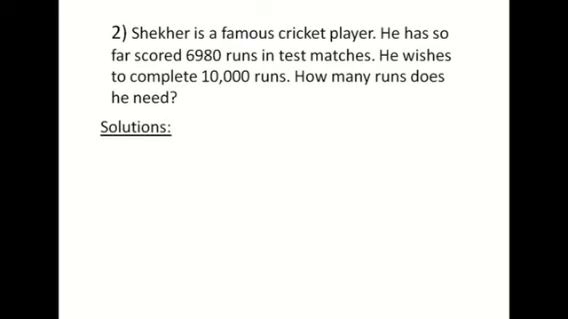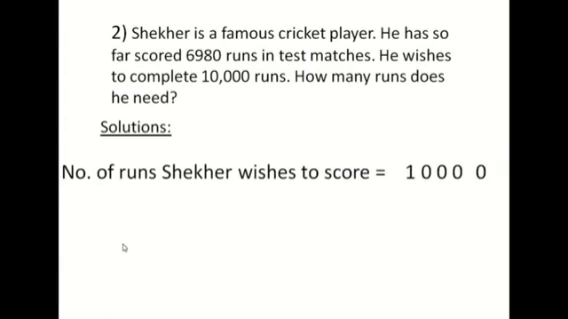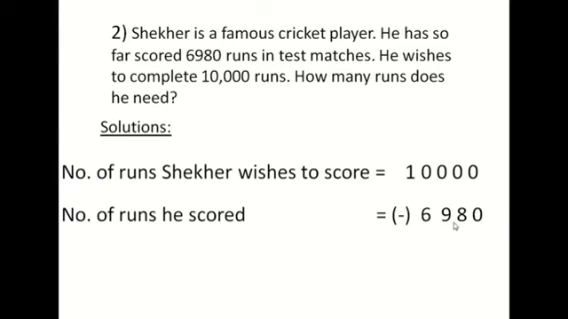So what can we write? Can you tell me? So start writing. Number of runs Shekhar wishes to score, it is 10,000. Next, number of runs he scored, it is 6,980. And we will subtract. So number of runs he needs to score. How much will it be?